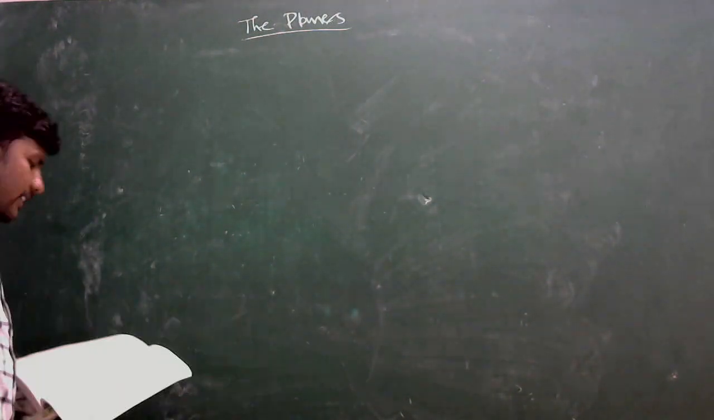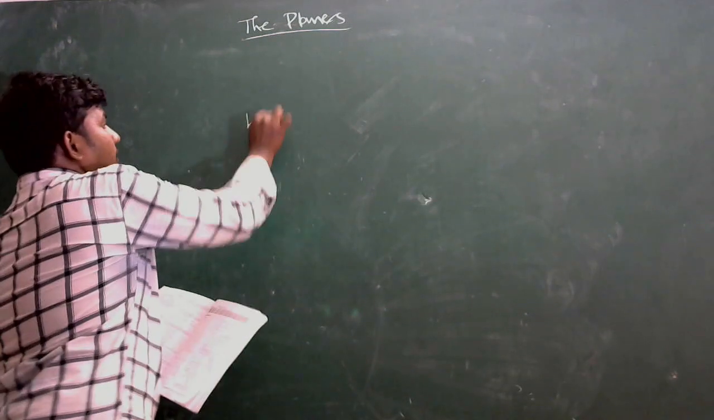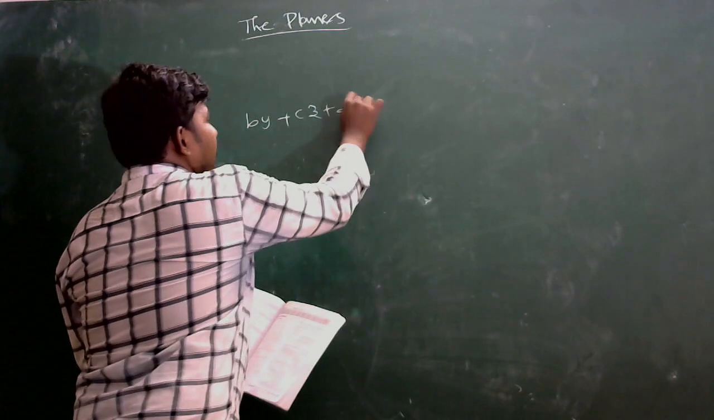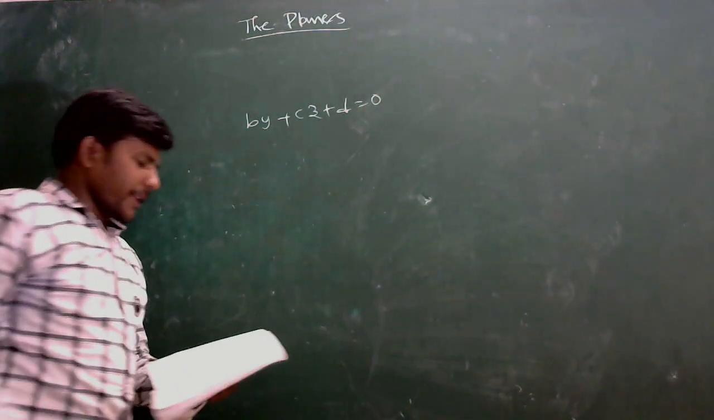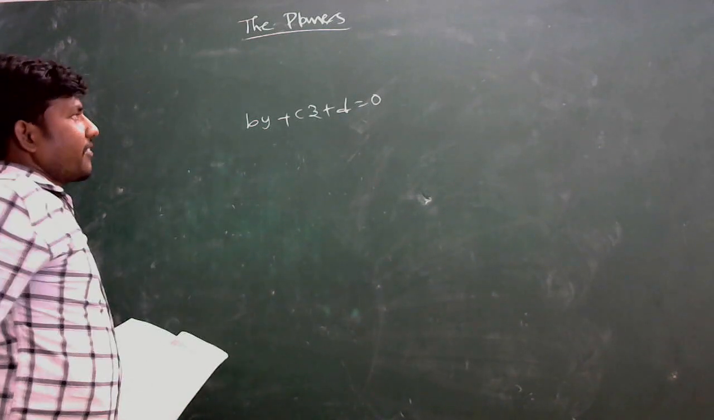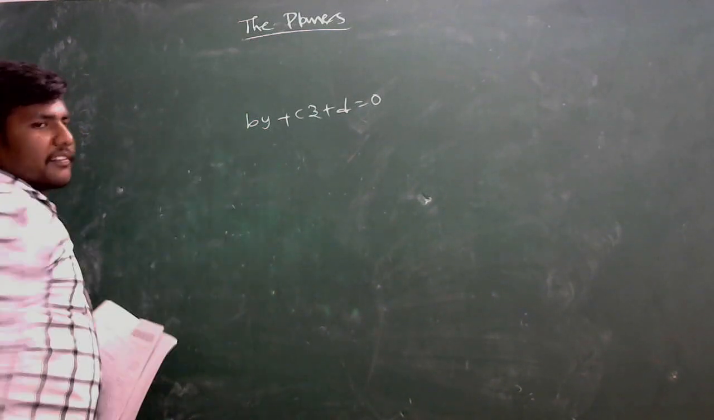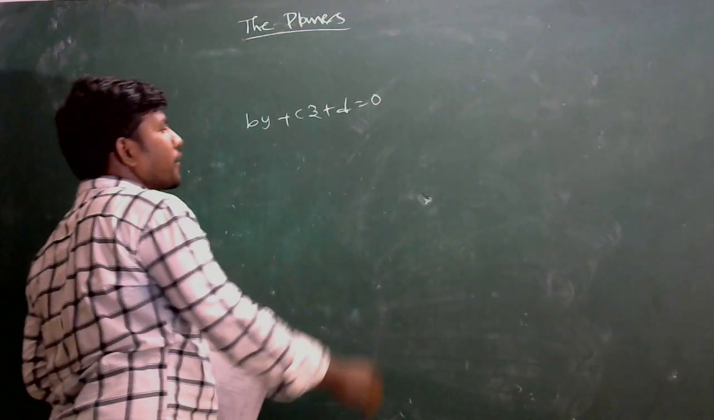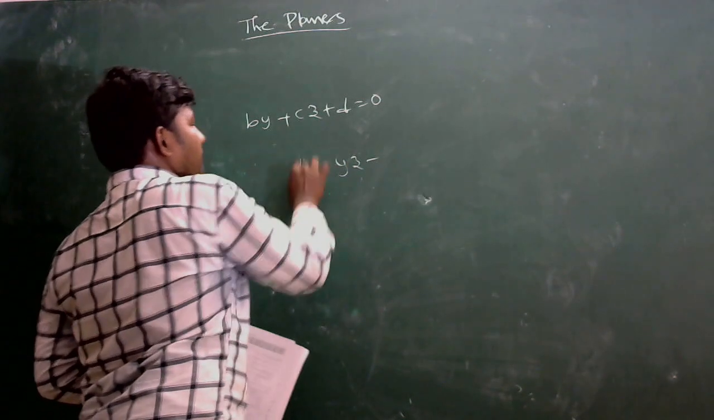In space, the equation ax + by + cz + d = 0 represents a plane. Here, in the plane equation, the coefficient of x is equal to 0. That means a = 0. So that implies it is perpendicular to the yz plane.